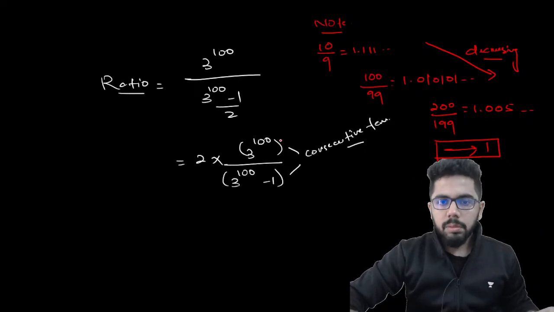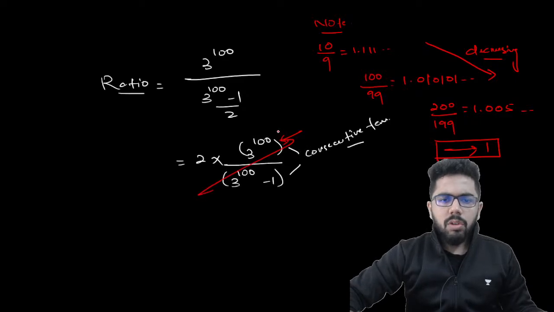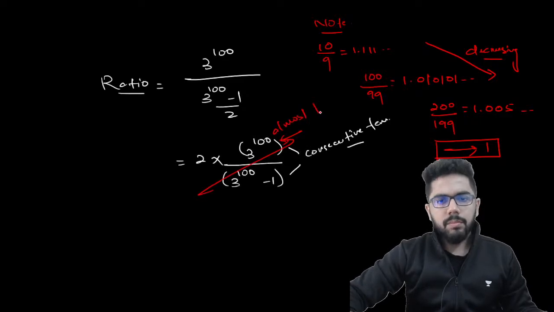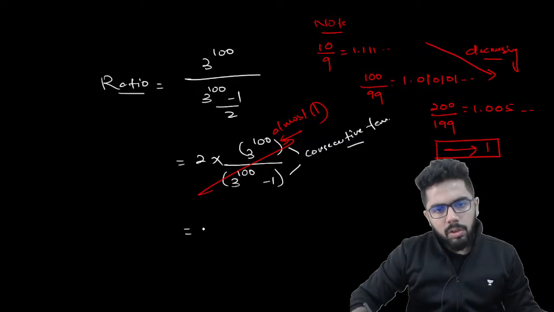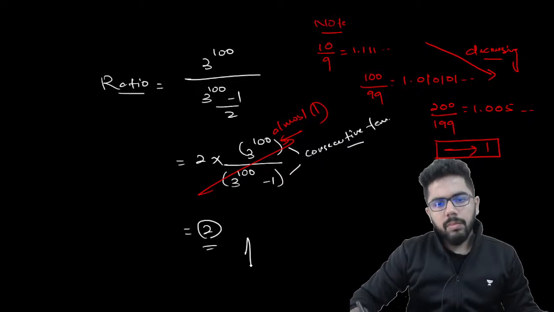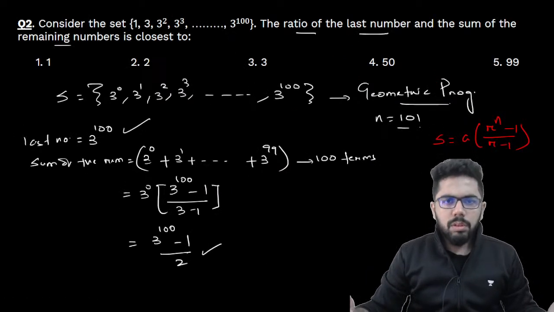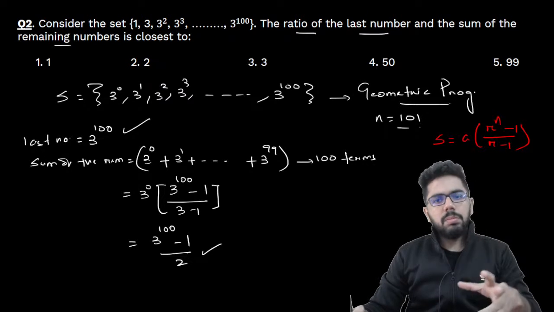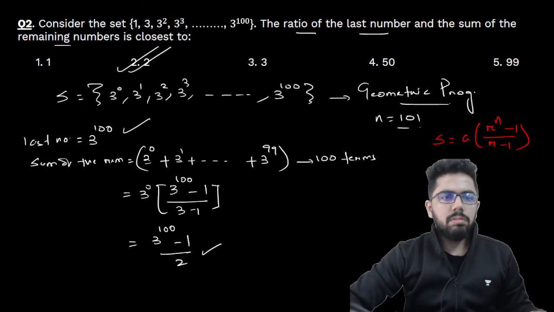Now 3 to the power 100, imagine how big this number is. So this value is almost 1. That means my overall value is almost equal to 2. Now we can't find the exact value. Also, looking at the options gives you the clue. When you look at the options, all are whole numbers, so I will go with this 2.